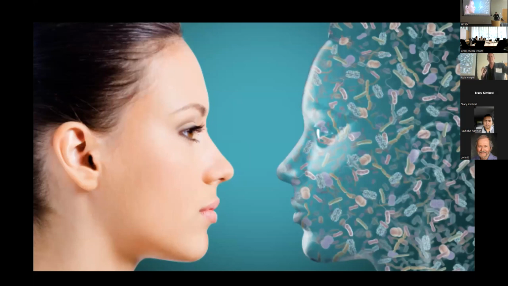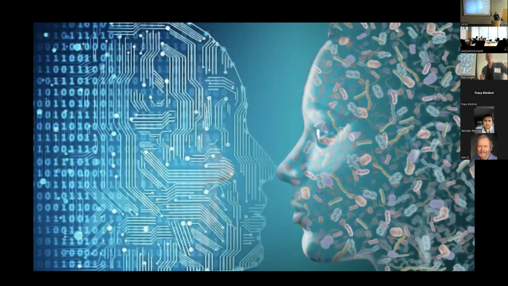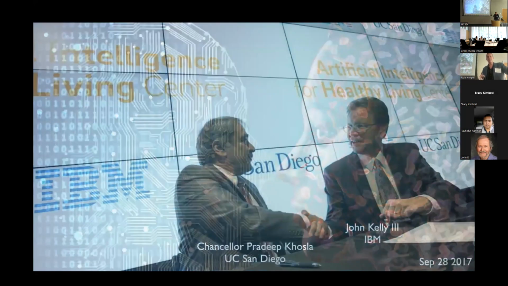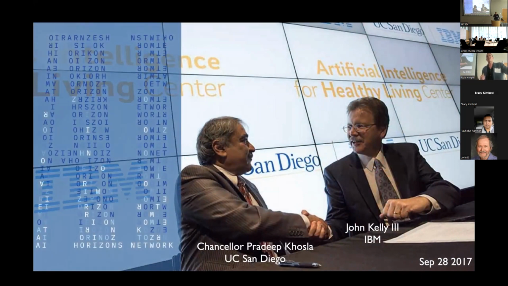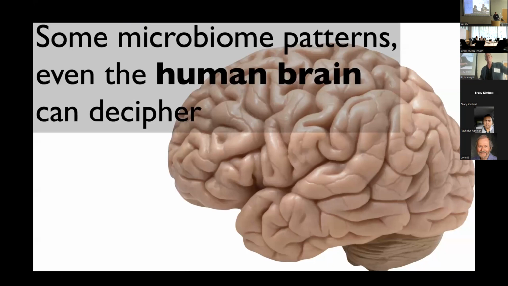So increasingly, in trying to grapple with this microbial side of ourselves, we find that we run into limitations with human intelligence, and so we have to turn to machine learning and artificial intelligence instead. Towards this goal, back in 2017, UCSD and IBM set up the Artificial Intelligence for Healthy Living Center that I co-direct, which is part of the AI Horizons network, where we're applying initially IBM's Watson technology, but more recently things like AutoAI, to analyze the microbiome data.